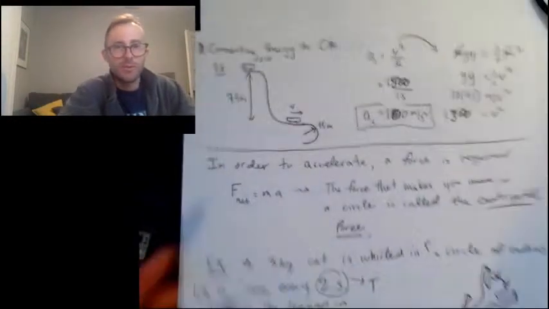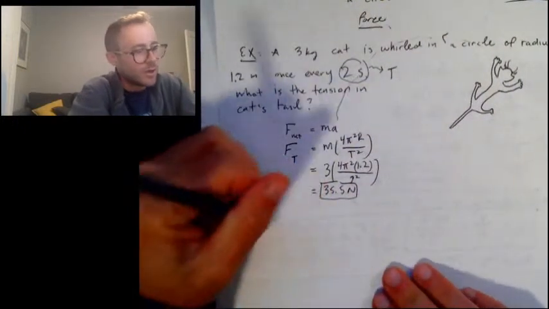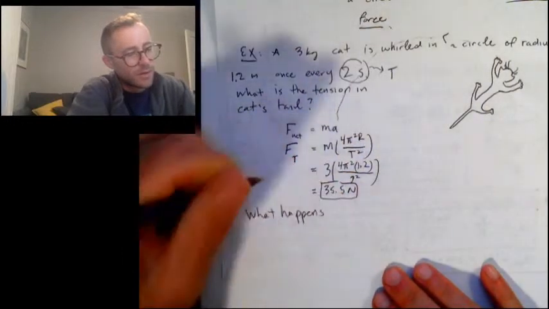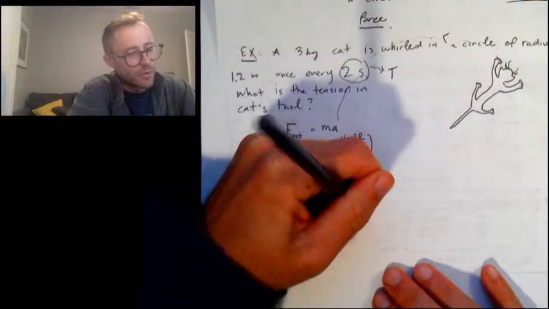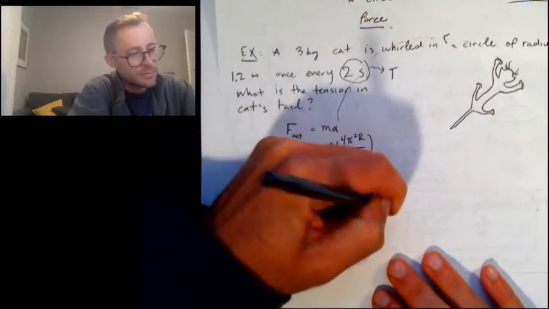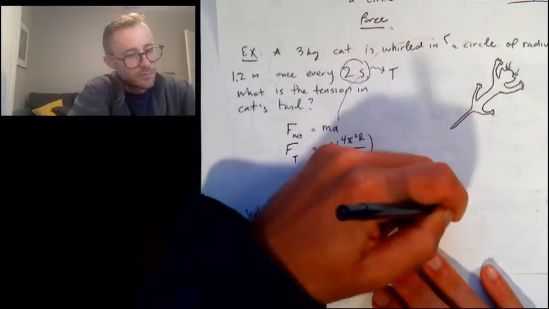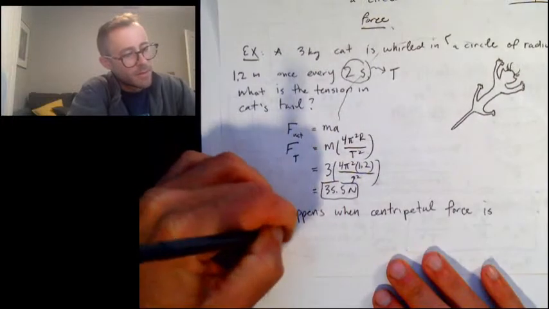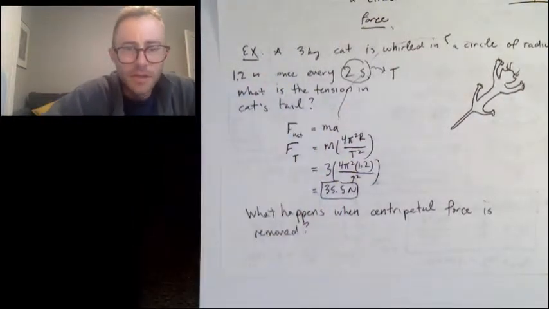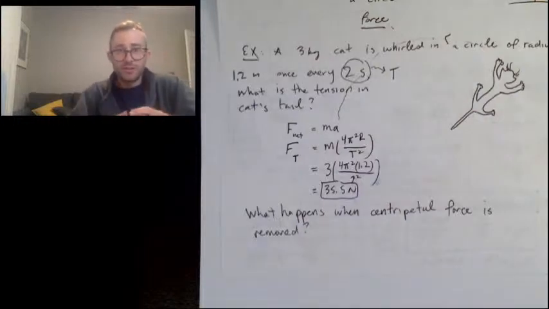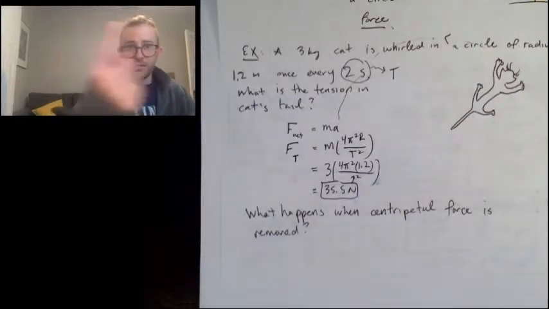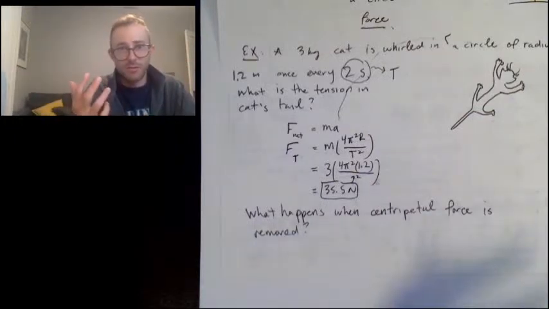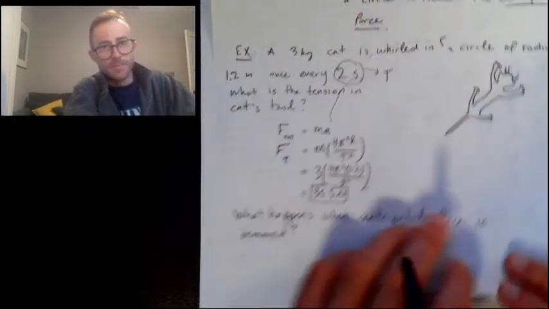One last point before we transition to the Zoom room is, what happens when the centripetal force is removed? For example, what would happen if the sun just disappeared? The Earth is moving in a big circle around the sun. So what would happen if the sun just disappeared and there was no more gravity from the sun? What would we do?